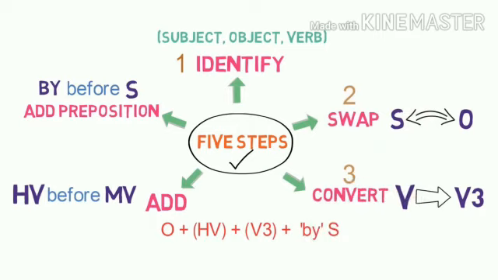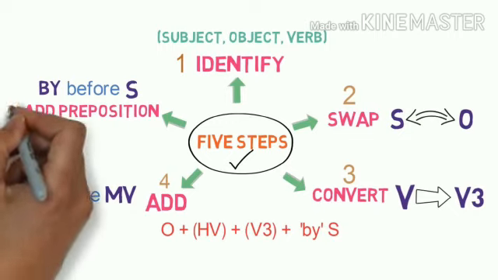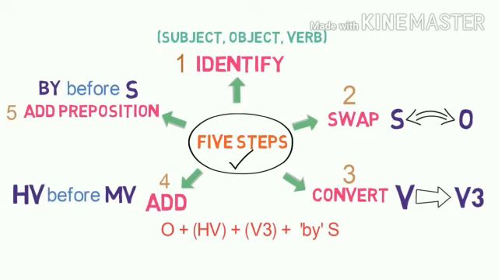And the third one is we have to convert the main verb to its third verb form, that is V3, that is past participle form of verb. And the fourth one is we have to add a suitable helping verb before the main verb based on tenses. Then finally add a by before a subject to make it complete.